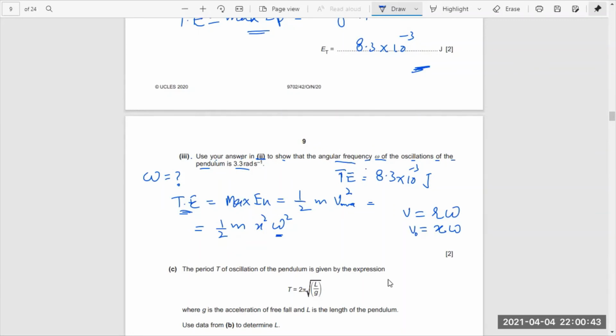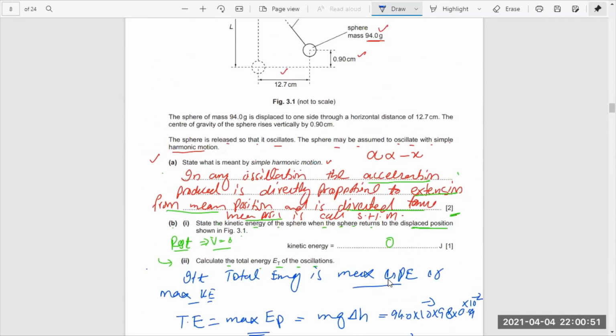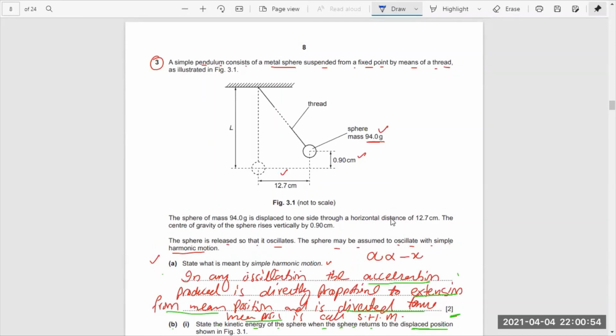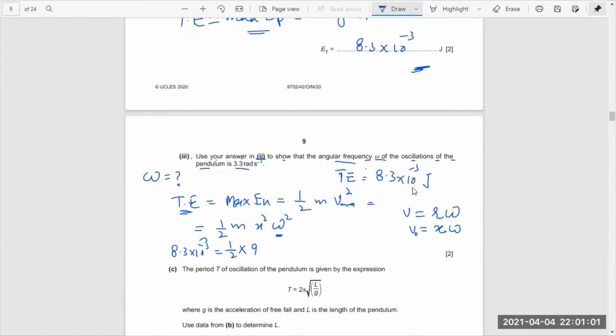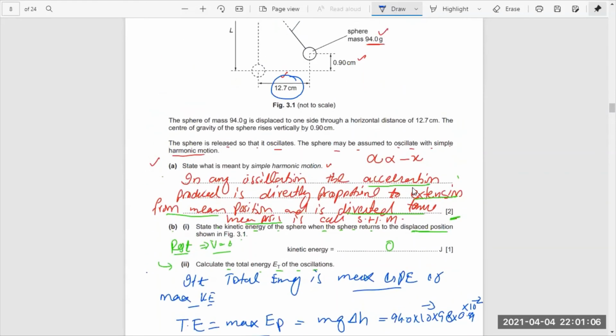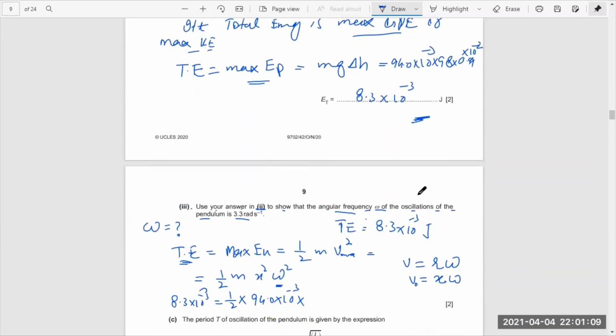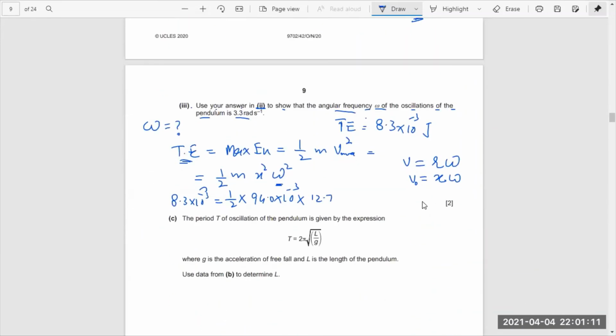So putting the value of the total energy as 8.3 into 10 raised to minus 3 and getting it half, and the mass we knew and X we knew, the X from the mean position is 12.7 centimeter. And the mass is 94 grams. So for the 94, this is 94.0 into 10 raised to minus 3. And for X square, we have 12.7 into 10 raised to minus 2. Don't forget to put the values into standard meters, multiplied by omega square.